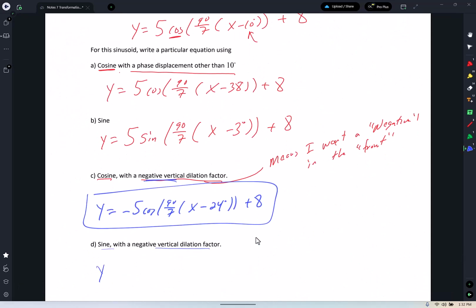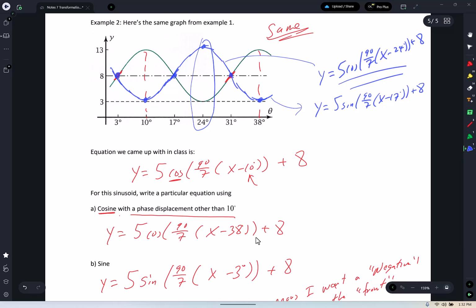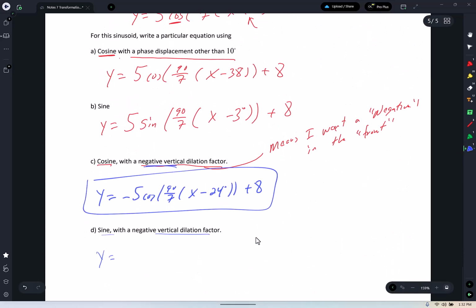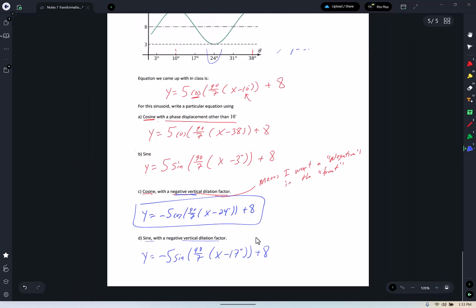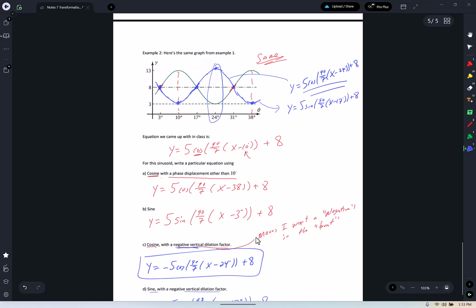Sine with a negative. So if I put a negative in front of that 5, then my max becomes min, my min becomes max. Yes or no? Yeah, that blue one turns into the green one again. So negative 5 sine 90 over 7, x minus 17 degrees, close, plus 8. There it is. I'll zoom out so you guys can see the graph.